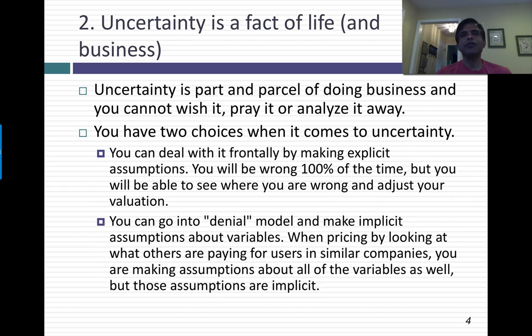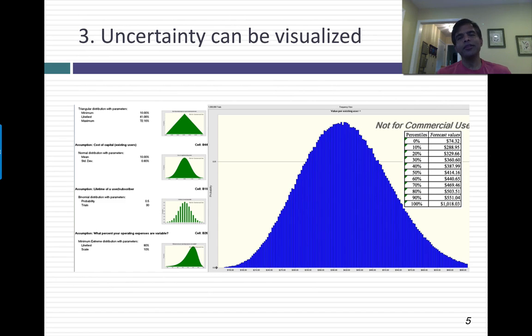The other is you can refuse to make assumptions, hiding behind the fact that there's uncertainty, and you can make implicit assumptions. You make implicit assumptions when you pay $1,500 per user or $1,000 per subscriber, which is what a lot of pricing is based on. So your real choice is not whether you make assumptions, but whether those assumptions are going to be explicit assumptions or implicit assumptions. And here's the third aspect of uncertainty that I'd like to put on the table.